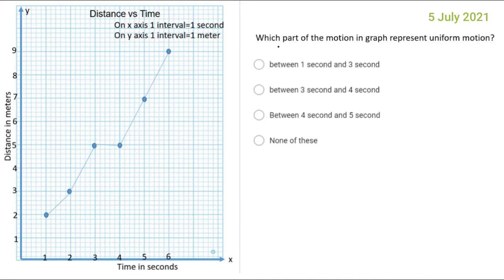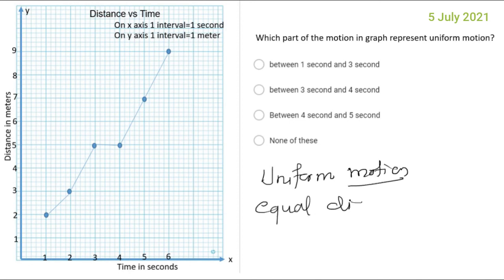Next question: which part of the motion in the graph represents uniform motion? So what is uniform motion? Uniform motion, if you can recall the definition, is when equal distance is covered in equal intervals of time.